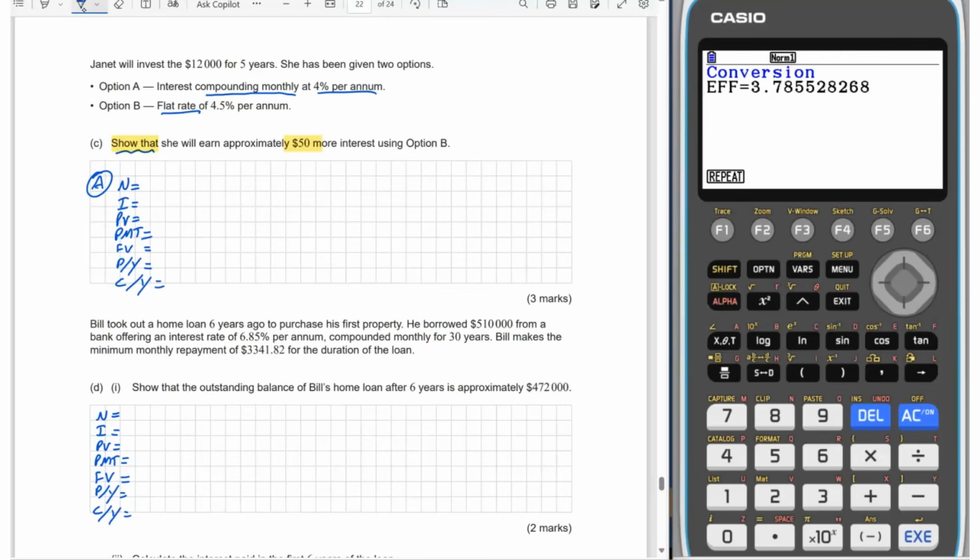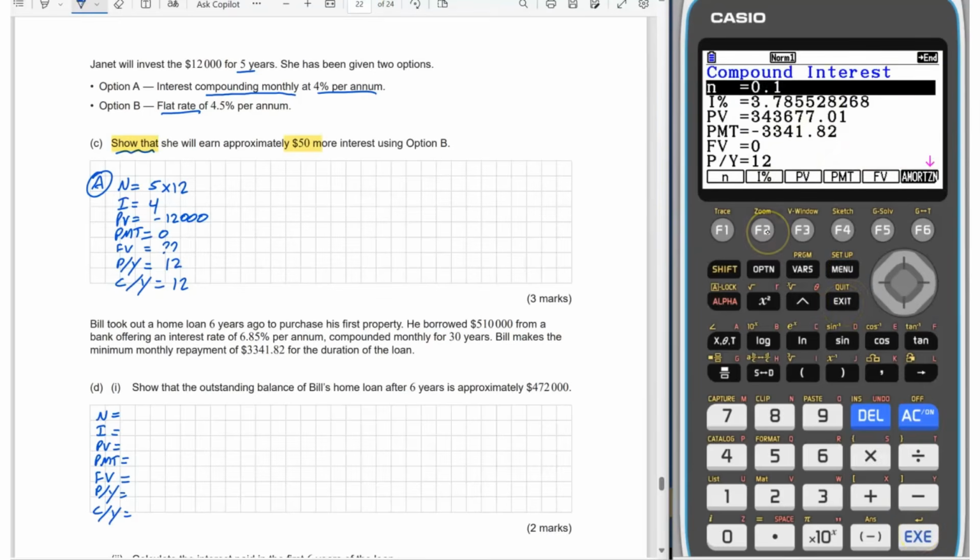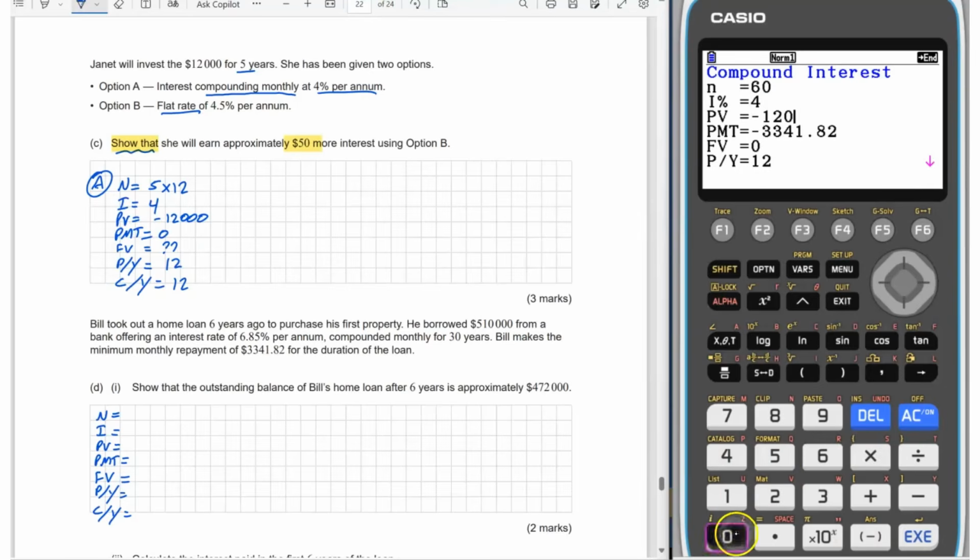So I've set us up for A first because it's a compounding interest question. Now, remember it was 5 years up here, so it's 5 times 12 because we're compounding monthly. It was 4% interest per annum. Our present value is the $12,000. Our payments, well, there's nothing else that she's putting in there, and we want to find the future value. So we're on the calculator. We'll get out of here, go back to compound interest, and we'll start putting in these numbers. So 5 times 12, 4% interest, negative 12,000, 0 payments. Future value is what we're saving. We can see we're compounding monthly.